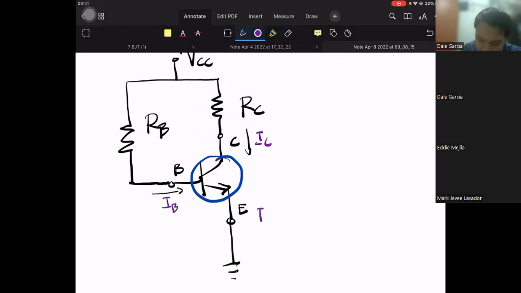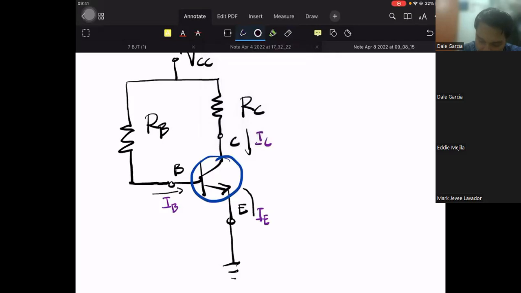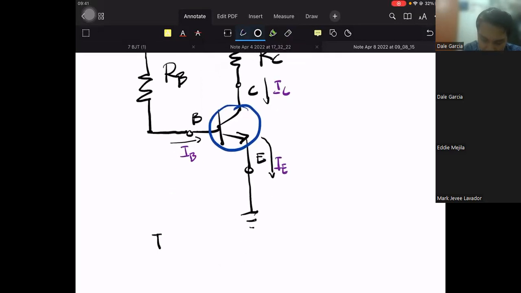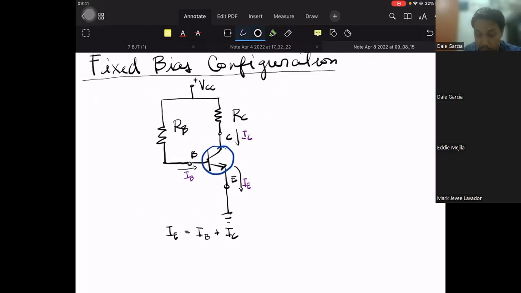And IE is not there. Pagawas. Okay. Remember, ang arrow, pagawas siya. So, pagawas si IE. IE is IB plus IC by virtue of KCL. So this will hold true.